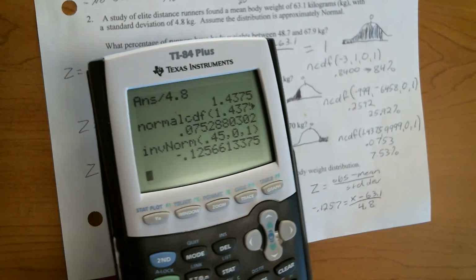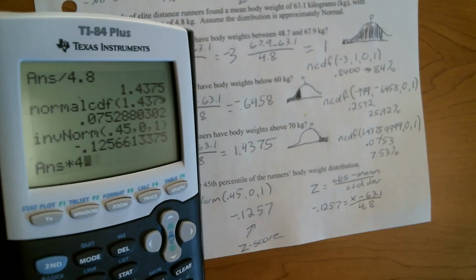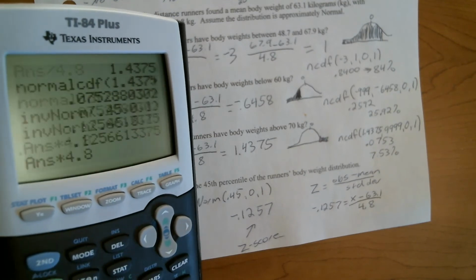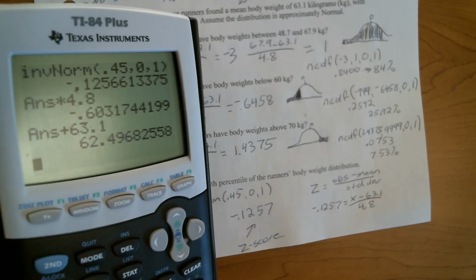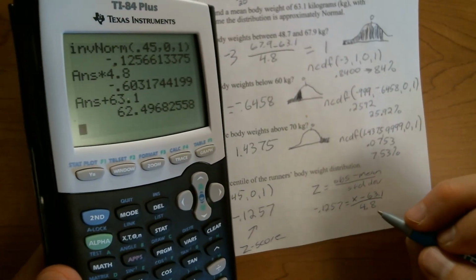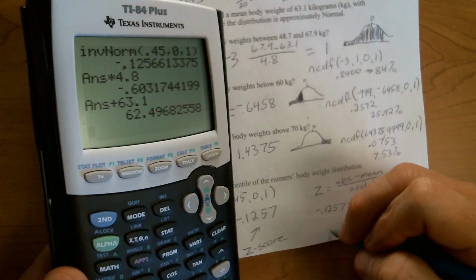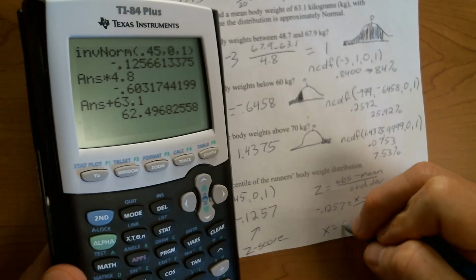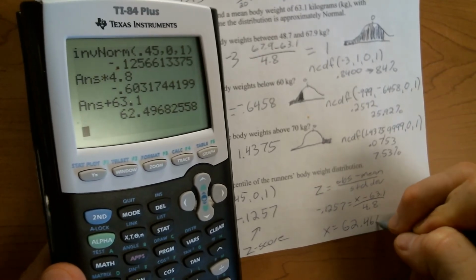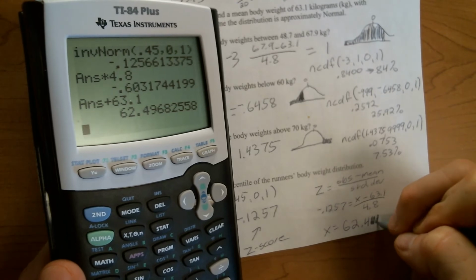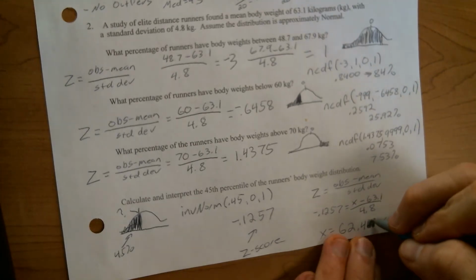All right, so I've got this whole thing in my calculator, so I'm actually just going to keep going and just say times 4.8, and then add 63.1. And then I'm just going to write out this full answer here straight from my calculator. Again, rounding, I'm not going to get too hung up on as long as you do it correctly. So x equals 62 point, I'll just keep the 4 decimals, 0.4968, and that's in kilograms.